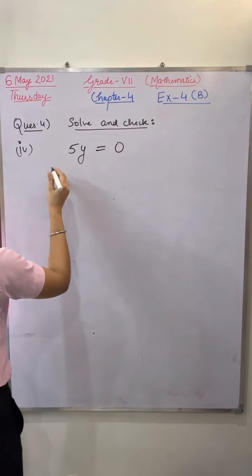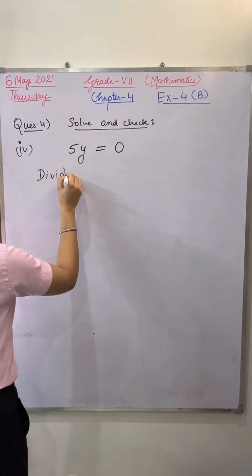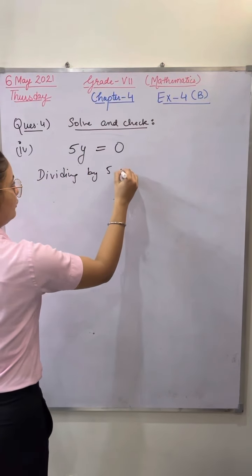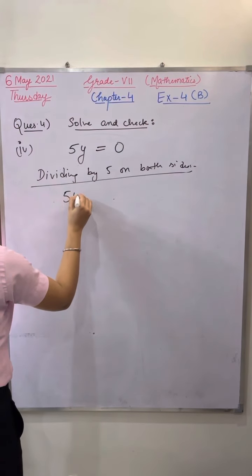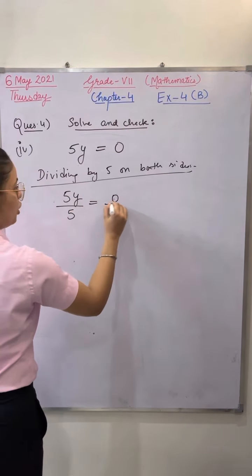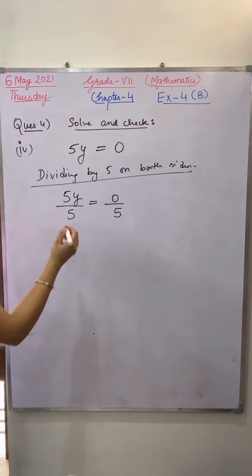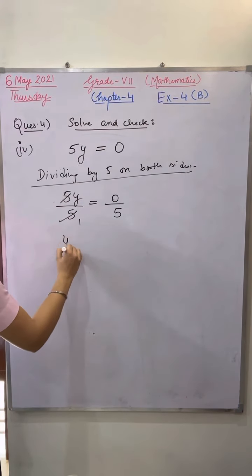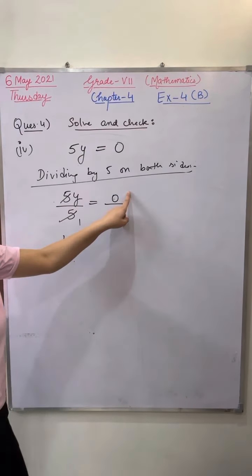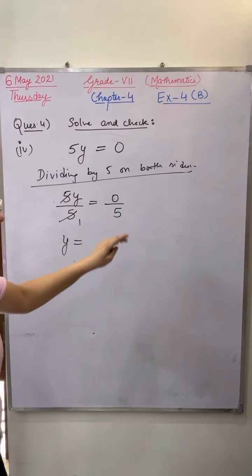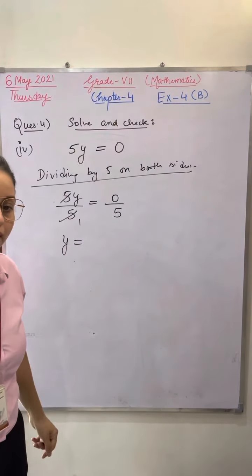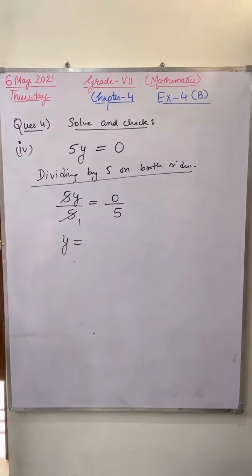So by dividing both sides by 5, I get 5y by 5 is equal to 0 by 5. 5 and 5 will get cancelled, and on the left, y is left. Now please tell me, 0 divided by 5 is what? I told you earlier. 0 divided by 5 is what? Quickly tell me. Yes, Ayan Khokar, 7th Florence. Give me the answer quickly.